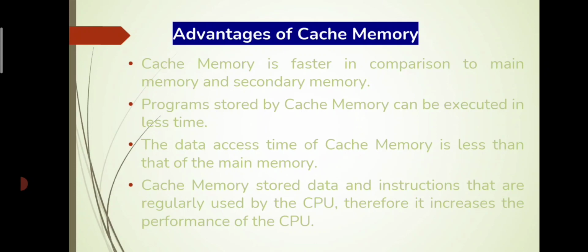Advantages of cache memory. Cache memory is faster in comparison to main memory and secondary memory. Programs stored by cache memory can be executed in less time. The data access time of cache memory is less than that of main memory. Cache memory stores data and instructions that are regularly used by the CPU, therefore it increases the performance of the CPU.